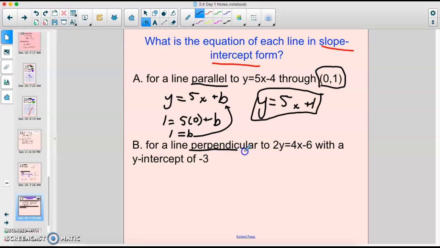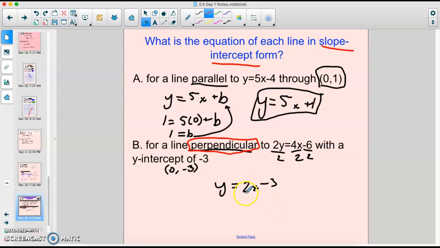now we have a line perpendicular to this line, and we know that it has a y-intercept of negative 3, which means that it goes through the coordinate point (0, -3), right? Because it's a y-intercept. Okay, so first thing, we need to get this in y equals mx plus b form, and so we're going to divide everything by 2 to get y by itself. We end up with y equals 2x minus 3. Okay, this was our original line. Now we want to find the one perpendicular. I'll do that in red maybe.